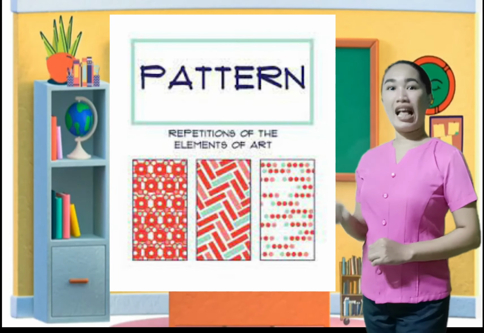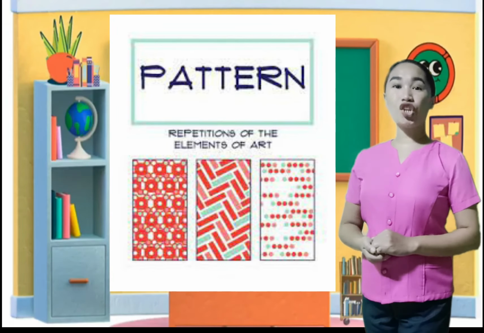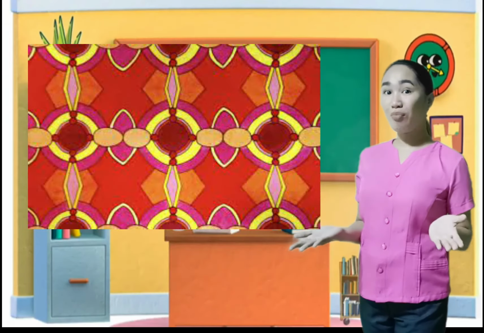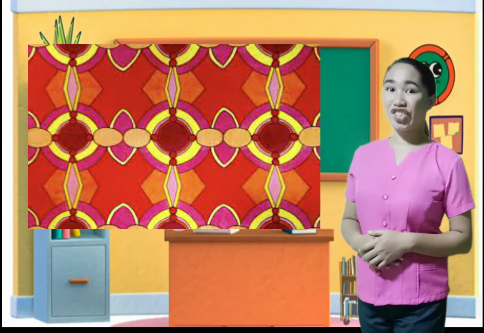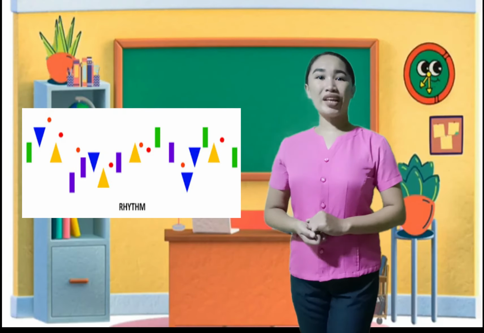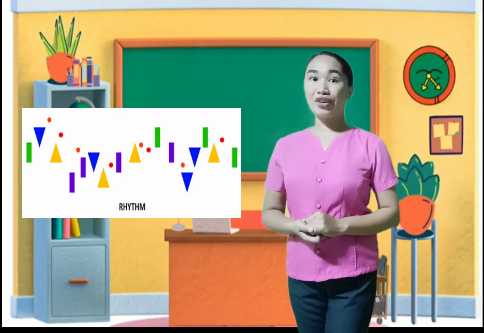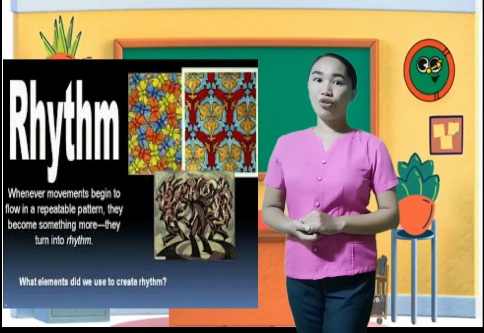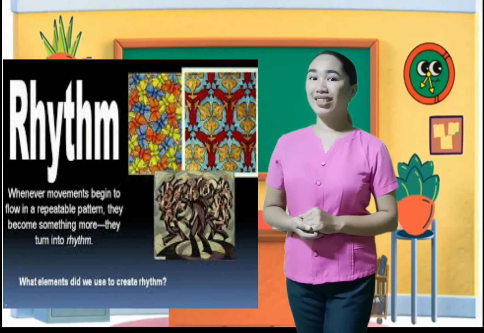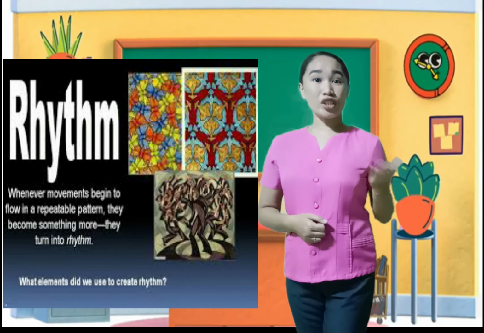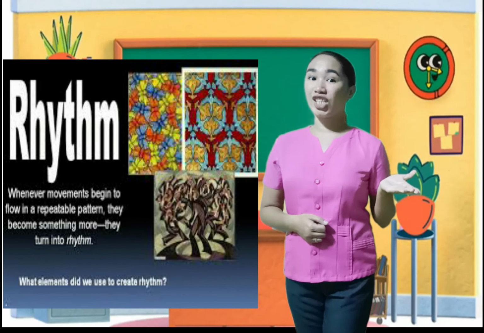Pattern. Pattern is the uniform repetition of any of the elements of art or any combination thereof. Anything can be turned into pattern through repetition. Rhythm. Rhythm is created by movement implied through the repetition of elements of arts in a non-uniform but organized way. It is related to rhythm in music. Unlike pattern, which demands consistency, rhythm relies on variety.